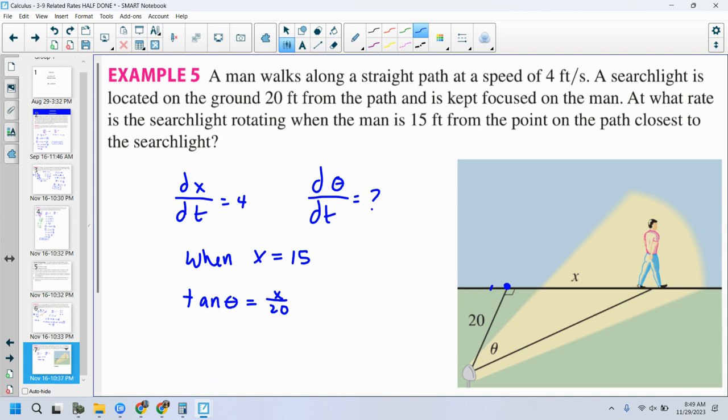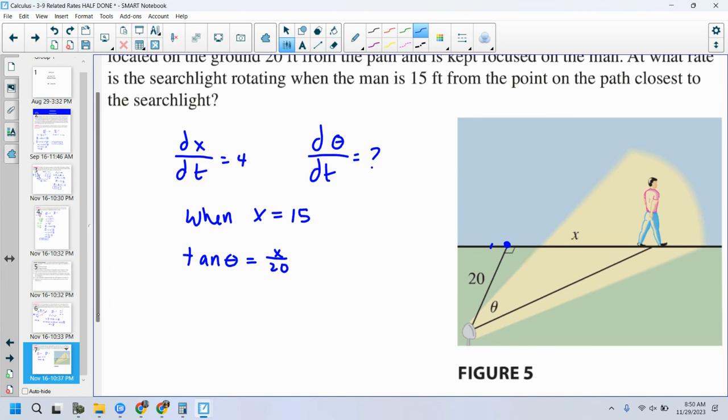Okay, can we differentiate now? Because in the end here, look at my variables. Do I have to remove any variables? Well, I'm going to get a d theta dt when I differentiate this. I'm going to get a dx dt when I differentiate this. I have a dx dt. I'm looking for the d theta dt. So there's no extra variables within this that I need to get out before I differentiate.